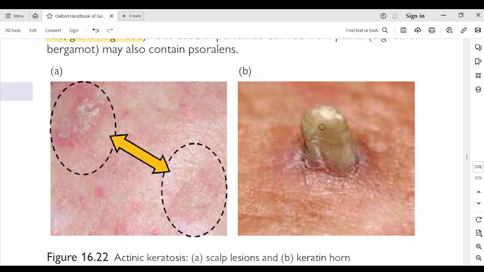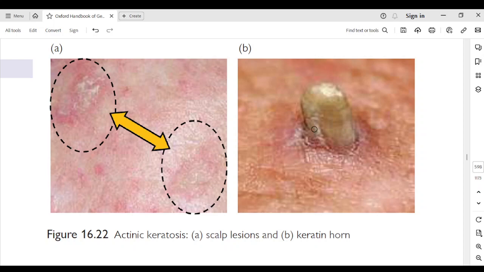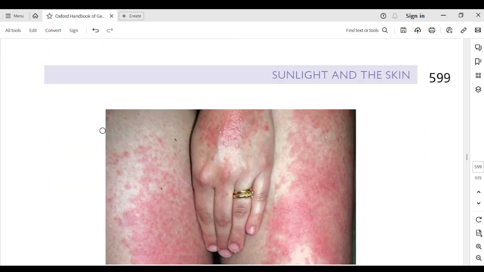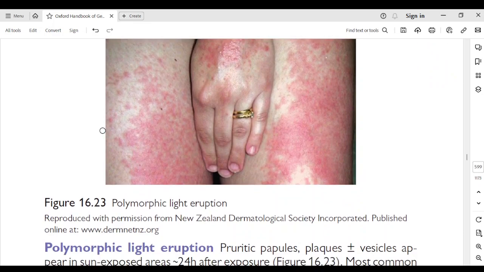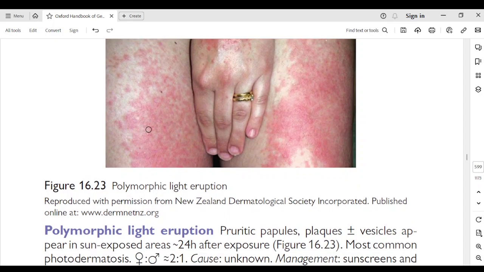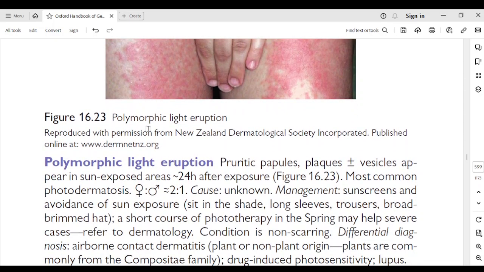So this one is a keratin horn, and these are scalp lesions of actinic keratosis, not seborrheic keratosis. This one is polymorphic light eruption. Look at the papules. This is a maculopapular rash.